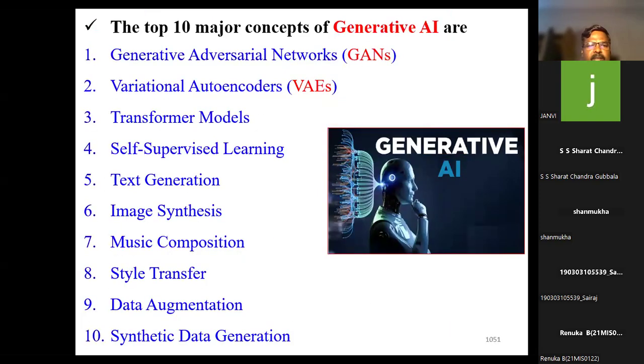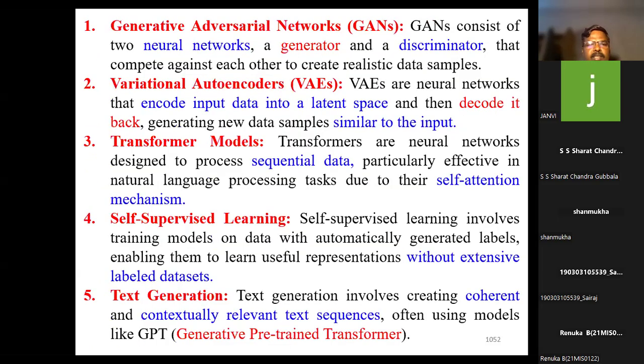Now see, these are the top 10 major concepts I am going to explain today. The first topic, very important, my dear scholars, please keep in mind: GAN, Generative Adversarial Network. It consists of two neural networks, a generator and a discriminator, that compete against each other to create realistic data samples. That's why generative AI is creating new data, audio, video, text, graphics, animation, with integration of various applications in a generative style. By using GANs, we are developing such types of applications.